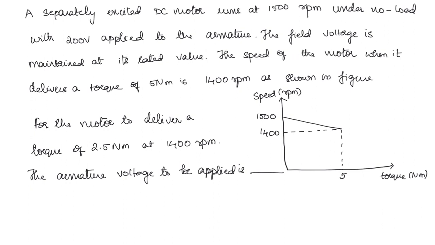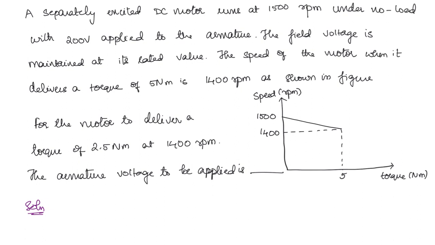The field voltage is maintained at its rated value. The speed of the motor when it delivers a torque of 5 Newton meter is 1400 RPM as shown in figure. For the motor to deliver a torque of 2.5 Newton meter at 1400 RPM, the armature voltage to be applied is dash. Okay. So this seems like a big question, but it is not that difficult.